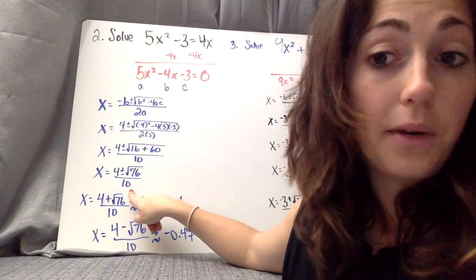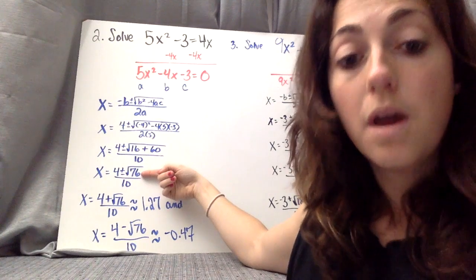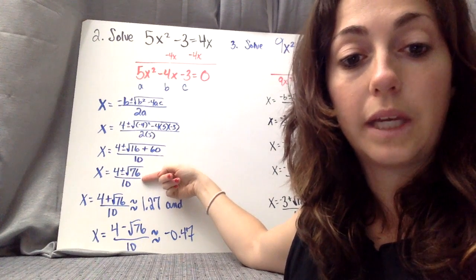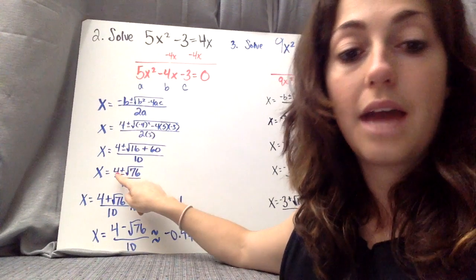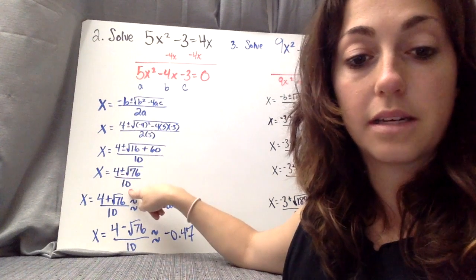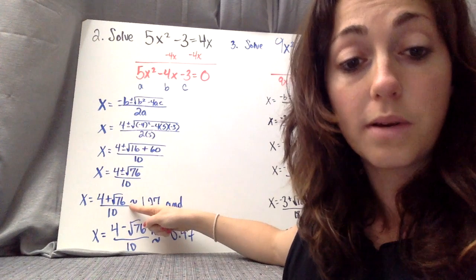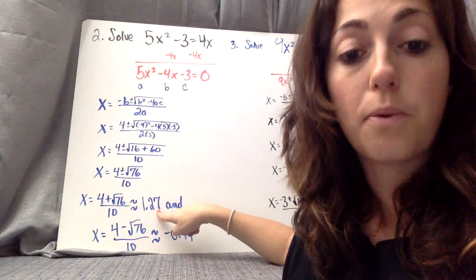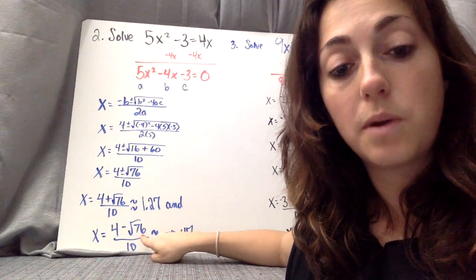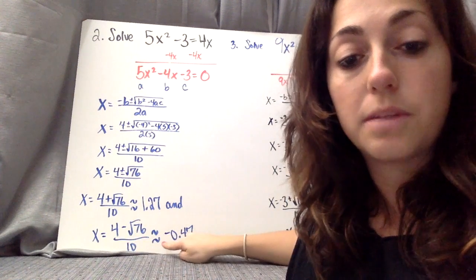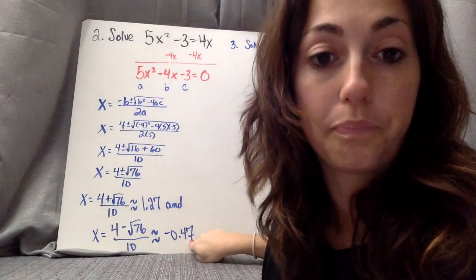Again, without a calculator, we don't have a perfect square. We can't really go further. But if you use your calculator, you have 4 plus the square root of 76 and 4 minus the square root of 76 divided by 10. So I have my two answers, 4 plus the square root of 76 divided by 10, which is approximately 1.27, and 4 minus the square root of 76 divided by 10, which is approximately negative 0.47.